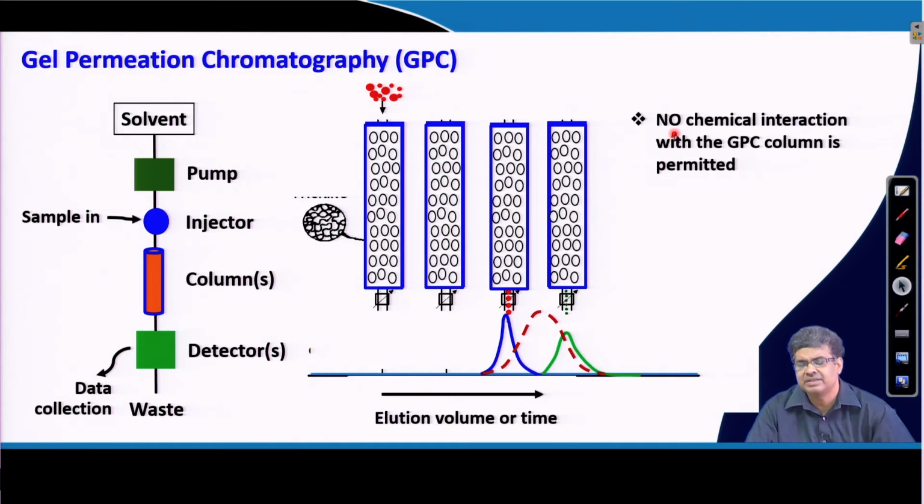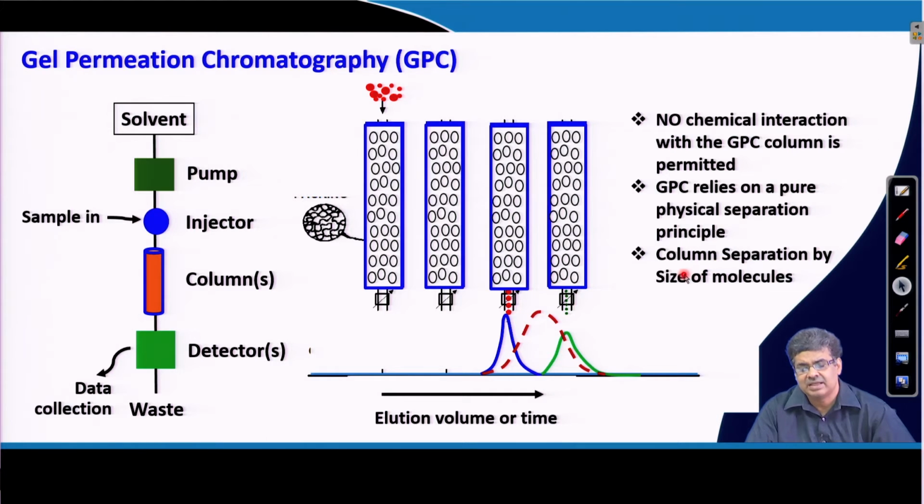In this case, once again, no chemical interaction with the GPC column is permitted. So the enthalpy of interaction is 0, with no chemical interaction between the polymer molecules and the column. GPC relies on a pure physical separation principle, as I discussed, and column separation is by the size of the molecule, the hydrodynamic size of the molecule.